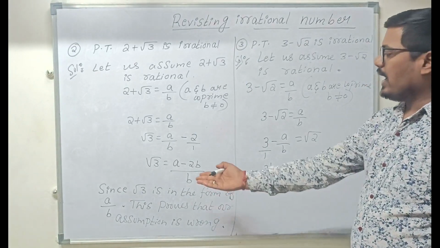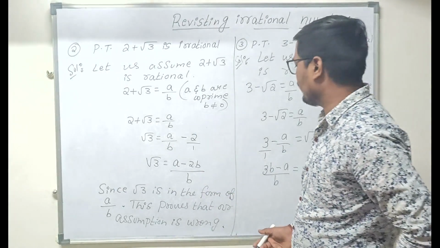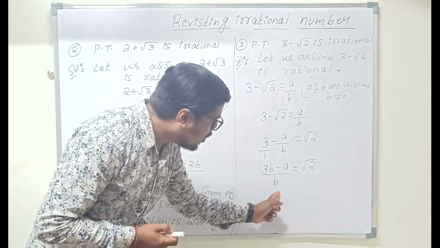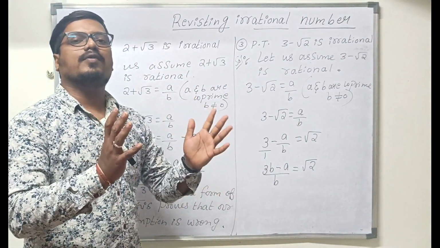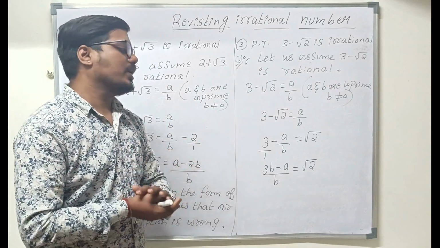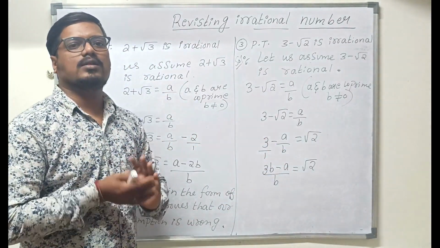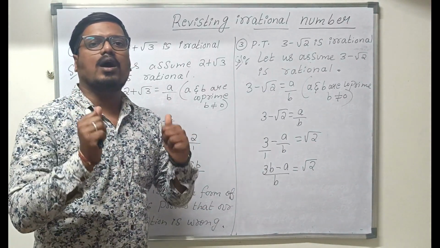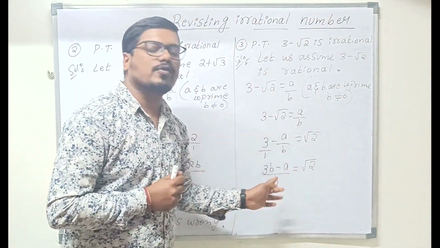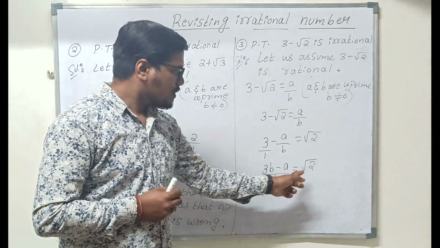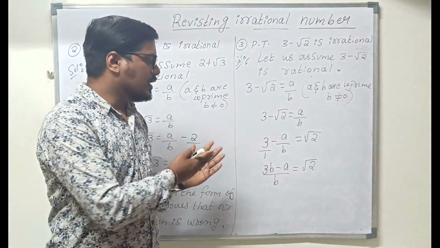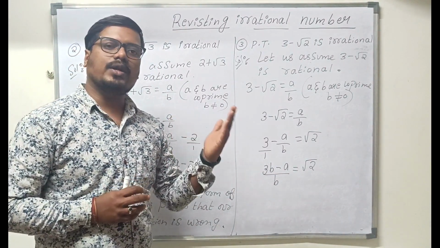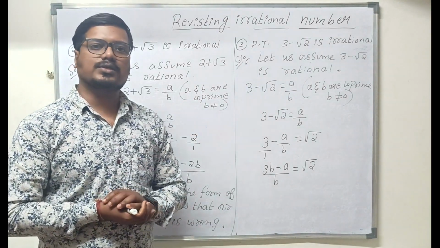Again the same logic as we have written in the previous one. What are you going to write here? We are going to write that since root 2 is in the form of a by b, this proves that our assumption is wrong. By contradiction, root 2 is irrational. The same sentence you are going to write in your exam. A question may arise: why, how? See, root 2 cannot be written in the form of a by b. This is rational, this is irrational. Both cannot be equal. That is the reason we are going to write that sentence. So this is a very important concept for your exam, along with the fundamental theorem of arithmetic and irrational numbers.